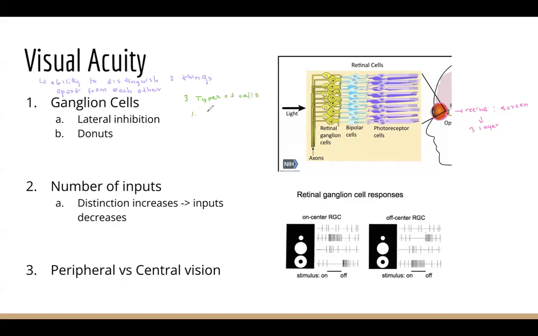First type are photoreceptors, which are basically receptors of light. Photo means light, receptors means receptors. So they basically understand color and lines and edges and their orientation. Okay, then the next type of cells are known as your ganglion cells.